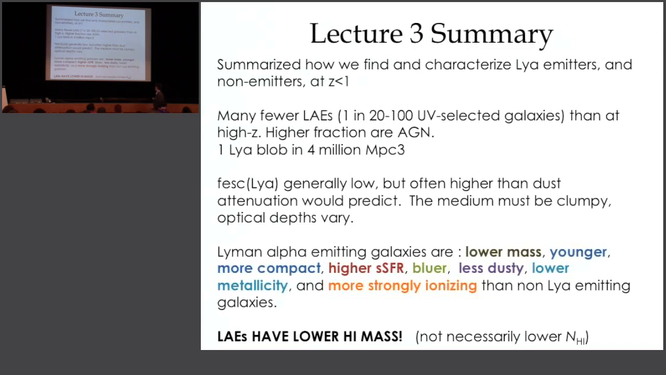Lyman-alpha emitters are lower mass, younger, more compact, and more strongly ionizing. They have less H1 mass, but again, all of these are not independent quantities. They're all related to each other. Pulling out which of these are the most important for Lyman-alpha emission is not a straightforward task. It's still going to need really large samples of galaxies. It's the end of part 3.